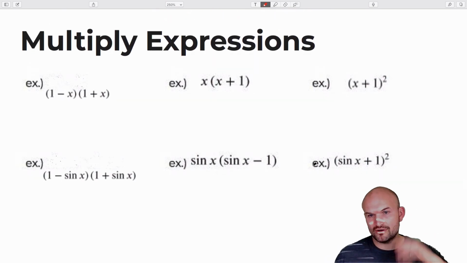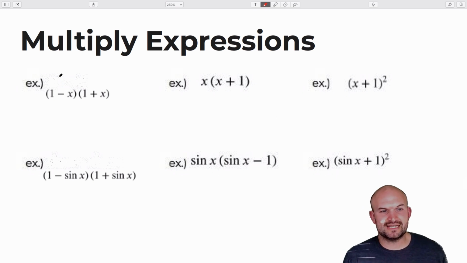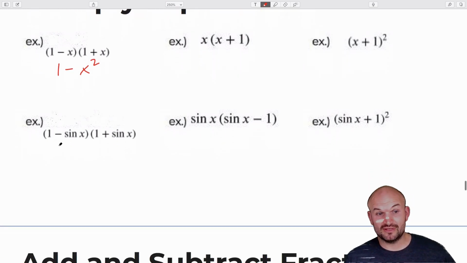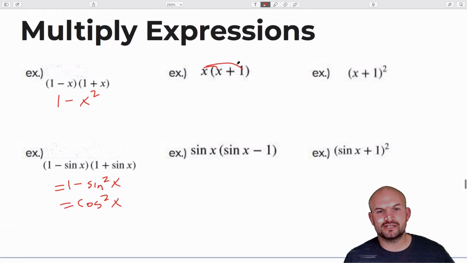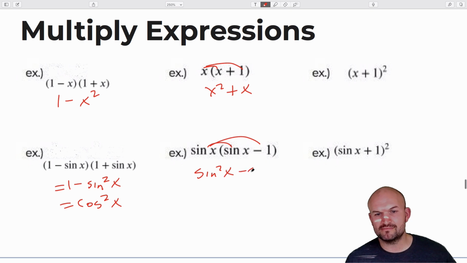I said, all right, let's go ahead and multiply these out. So again, recognize the difference of two squares. That's going to be 1 minus x squared. So in this example, we notice the 1 minus x squared. This one becomes 1 minus sine squared of x. Hopefully, looking at that Pythagorean identity, you recognize this to be cosine squared of x. Over here, you're just going to apply the distributive property. That's x squared plus x. So again, distributive property, this becomes sine squared of x minus sine of x.